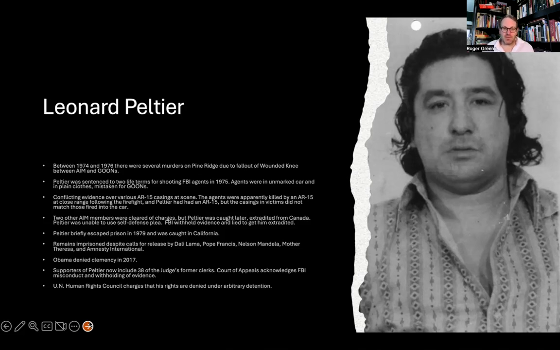Obama denied clemency for Peltier in 2017. Supporters of Peltier now include 38 of the judge's former clients. The Court of Appeals acknowledges that the FBI misconducted and was withholding evidence, and the United Nations Human Rights Council charges that his rights have been denied under arbitrary detention.